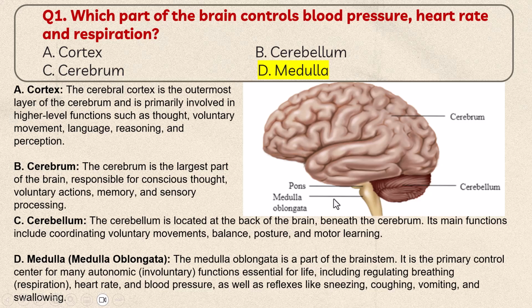When you take the medulla or the medulla oblongata, it belongs to the part of the brain stem. It is the primary control center for many autonomic, that is, involuntary functions essential for life, including regulating respiration, heart rate, and blood pressure, as well as reflexes like sneezing, coughing, vomiting, and swallowing. All are controlled by the medulla or medulla oblongata. So the correct answer is D.